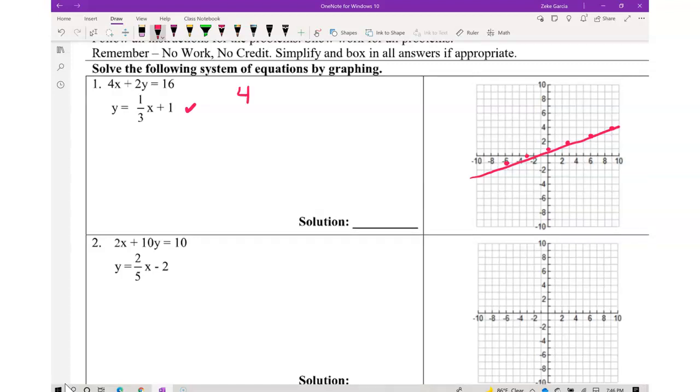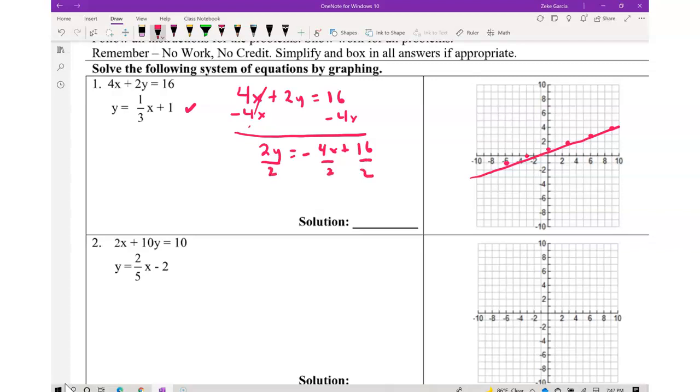Now, we have 4x plus 2y equals 16. So we're going to write this in slope-intercept form. We're going to subtract 4x. And so you have 2y equals negative 4x plus 16. Next, you divide by 2. So you have y is equal to negative 2x plus 8.